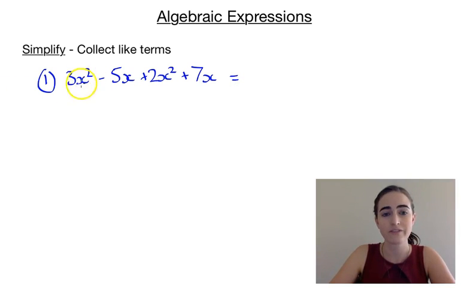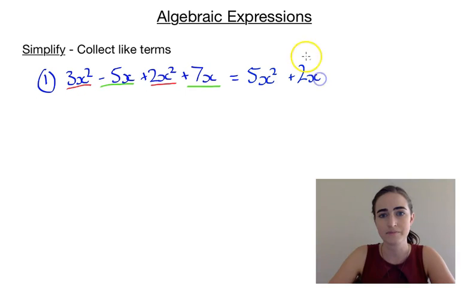So like terms have the same variable and the same power. So in this expression, our like terms are our x squared terms, and also our x terms are both like terms as well. So then we've got our 3x squared plus 2x squared will give us 5x squared. And then we've got this minus 5x plus 7x would give us 2x.